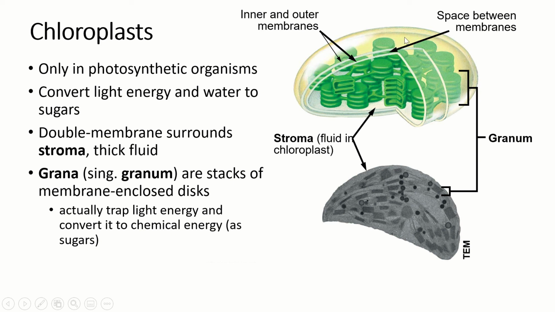The chloroplast has a double membrane, much like the mitochondria, and the fluid inside the chloroplast is called stroma. Just like the fluid inside the eukaryotic cell is called the cytosol, the stroma is the fluid inside the chloroplast. The little stacks of membrane inside the membrane of the chloroplast are called grana. Granum is the singular, grana is plural. These are these little stacks.